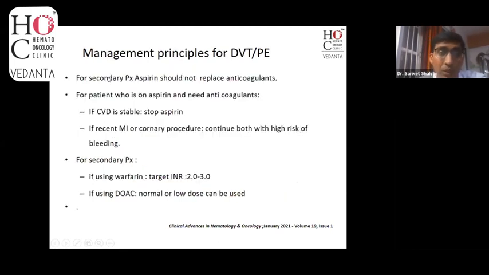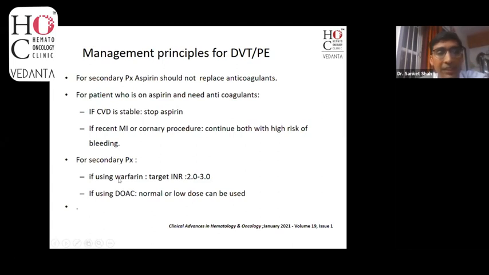Anticoagulant. Secondary prevention: aspirin should not replace anticoagulant. For a patient who is on aspirin and needs anticoagulants, if the patient's cardiovascular disease is stable, you can stop aspirin and switch over to anticoagulant. But if the patient has had a recent MI or coronary procedure in the last 3 months or so, then you cannot stop aspirin. You have to continue both, but there is always a high risk of bleeding.